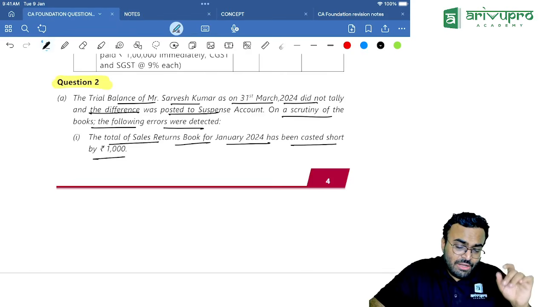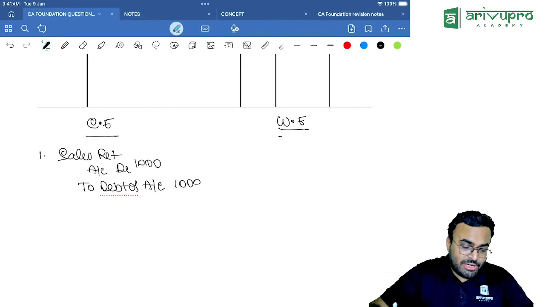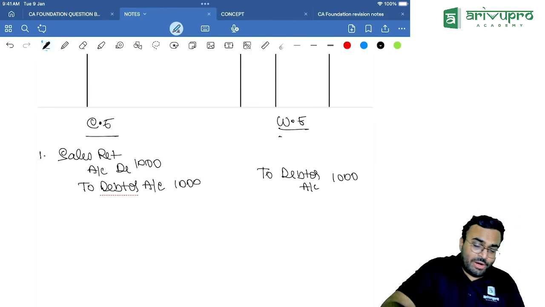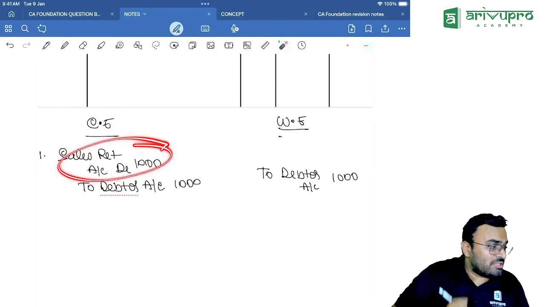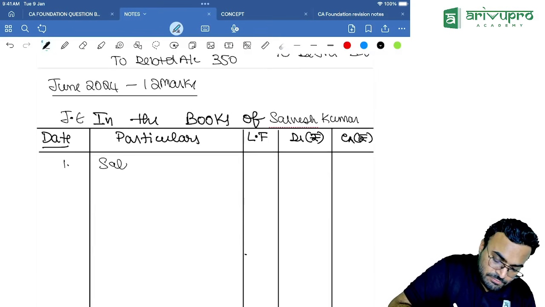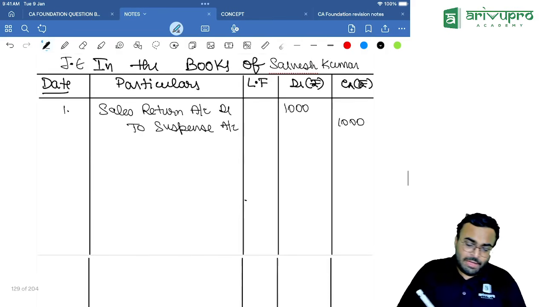What is the wrong entry? The total has been cast short. Total will always affect only that particular ledger. So here the wrong entry is to debtor account 1000. Clear? What is missing? Sales return is not done. So you will pass the rectification entry: sales return account debited 1000 to suspense account 1000. Clear? I hope this is not a problem.